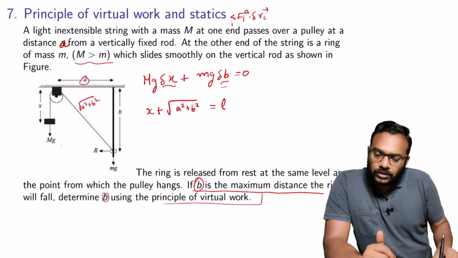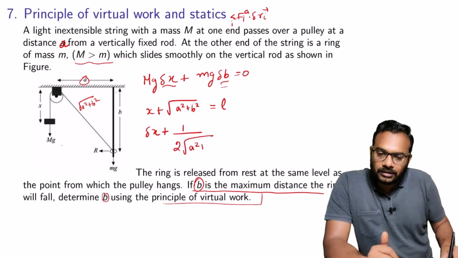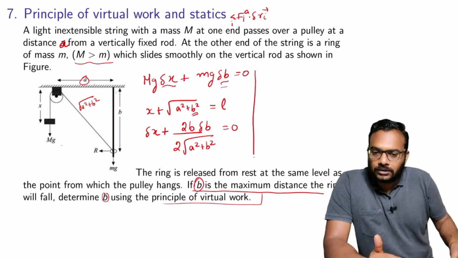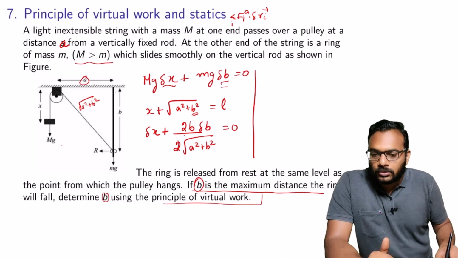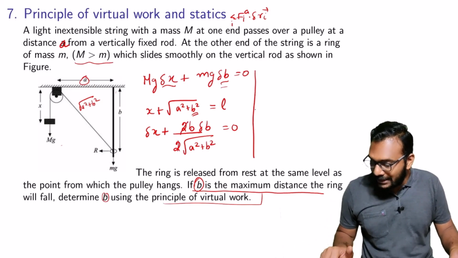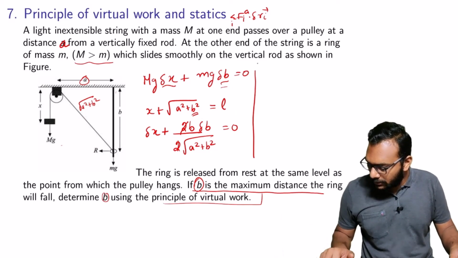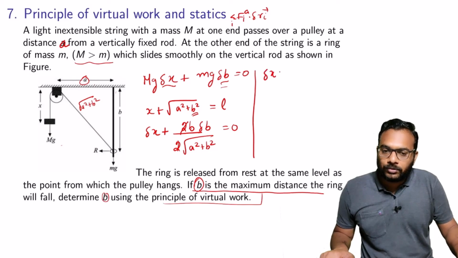So you take delta on both sides. Delta x plus, acting like a derivative, 1 over 2 square root of a squared plus b squared, and you take the delta of b squared, which becomes 2b delta b, is equal to 0, because delta L is 0. From here you can solve for delta x in terms of delta b.